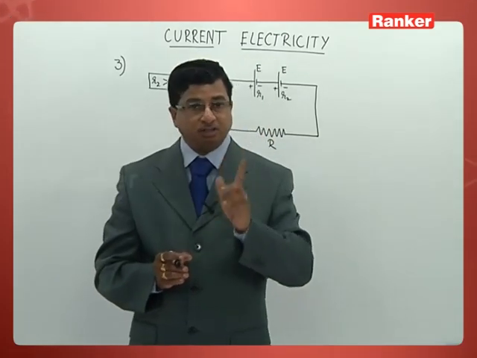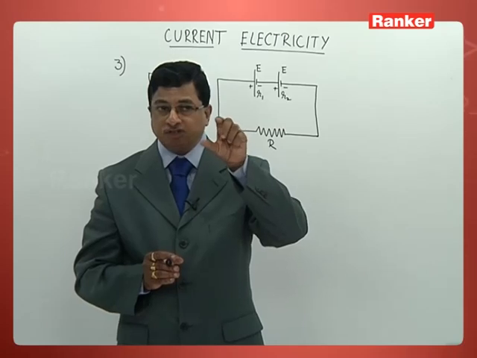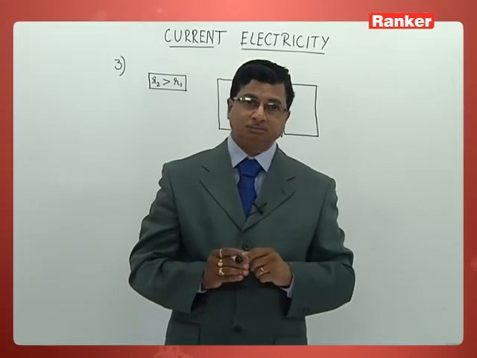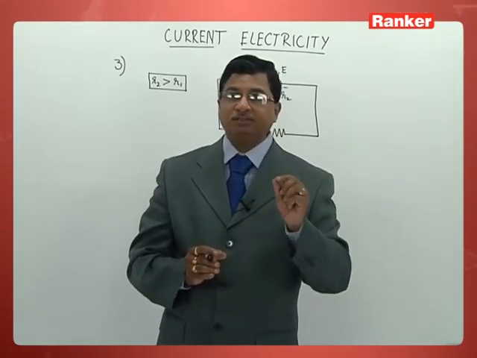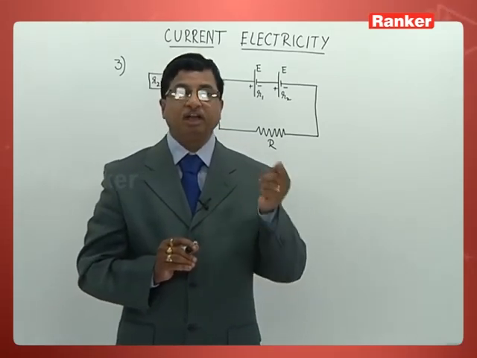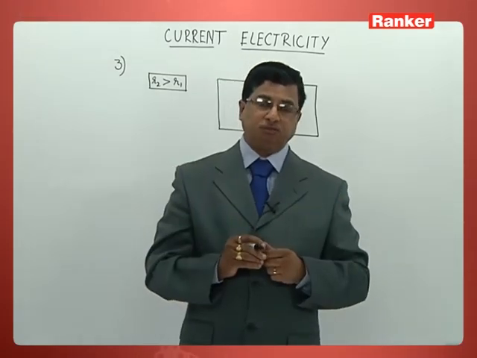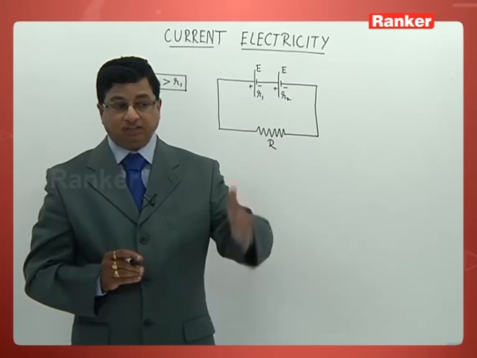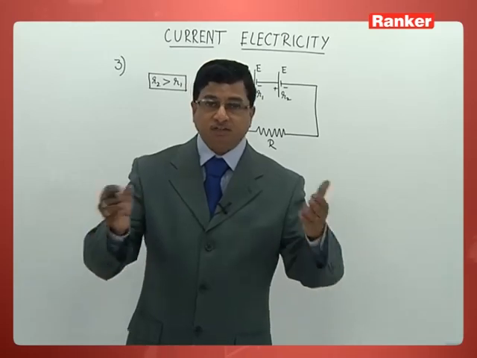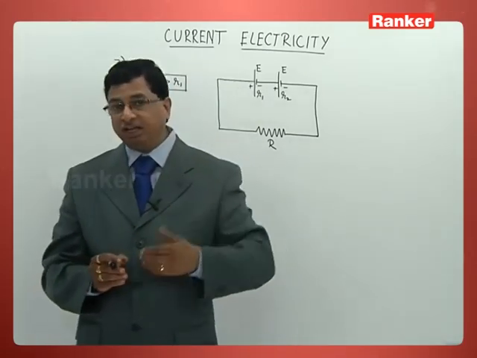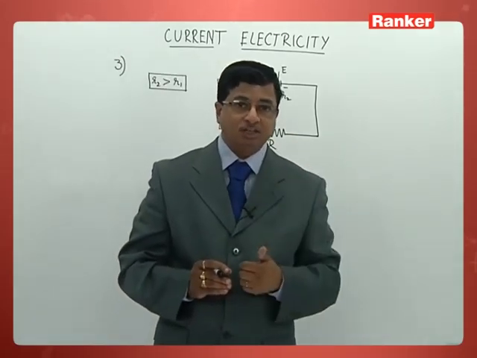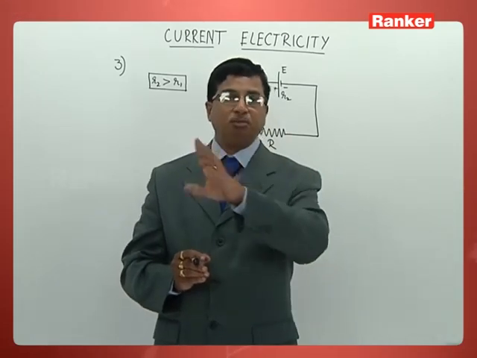Whenever a cell is charging, its terminal potential difference will be greater than its EMF. I repeat, whenever a cell is charging, its terminal potential difference will be greater than its EMF. If a cell is discharging, giving out its energy to the circuit, one should understand the terminal potential difference in such a case will be less than its EMF.